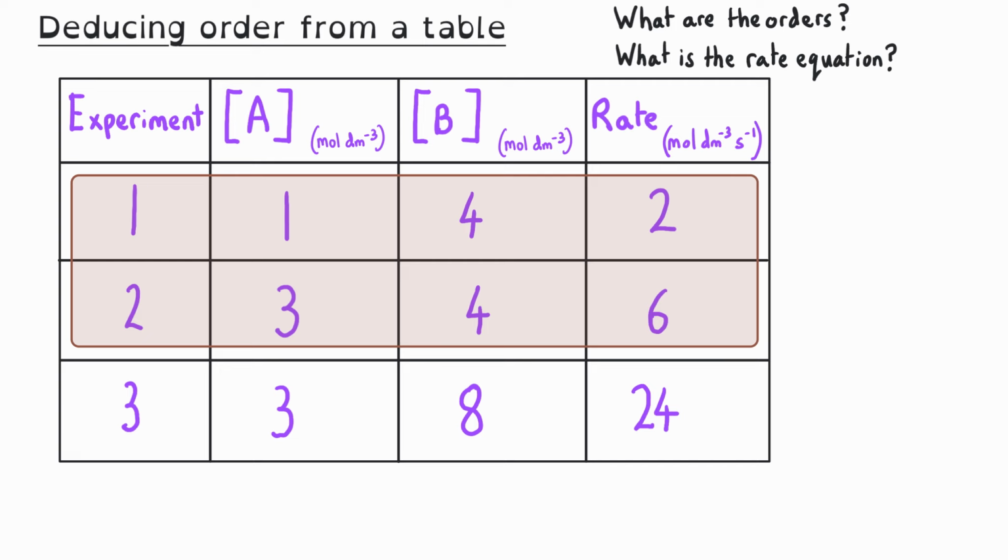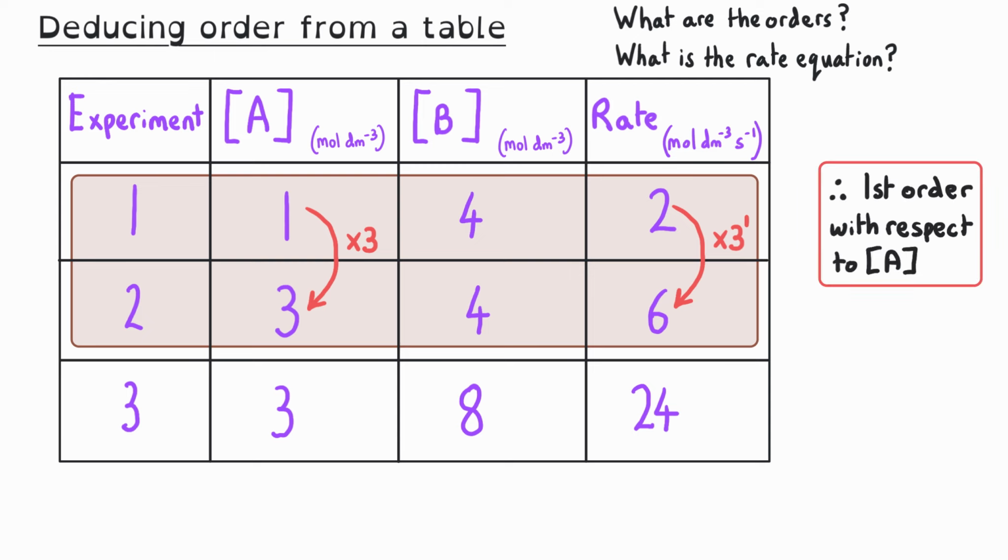For instance, if we compare experiments 1 and 2, we can see that the concentration of chemical A is 3 times larger in experiment 2 than it was in experiment 1. The concentration of B has not changed each time, and so the only thing that can be affecting the rate of reaction is this tripling of the concentration of chemical A. And then we see that the rate of reaction has also tripled, and that means that we're seeing that this is first order with respect to the concentration of A, because the rate of reaction has been multiplied by 3 to the power 1.